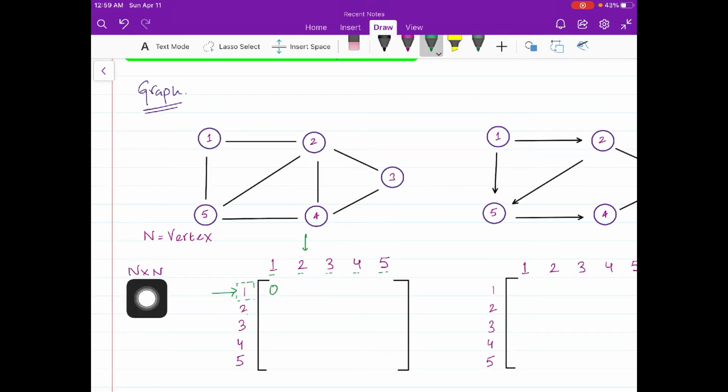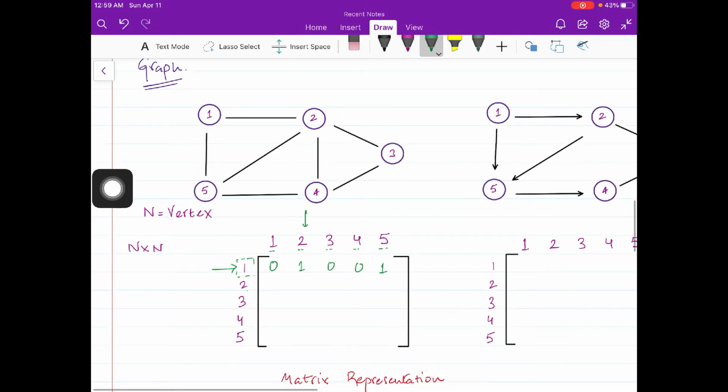Now from 1 to 2, is there an edge? Yes, there is an edge, so I'll put 1 here. From 1 to 3, is there any edge? No, there is no direct edge, so I'll put 0. From 1 to 4, is there any edge? No direct edge, I'll again put 0. From 1 to 5, yes, so I'll put 1. Now let's do it again.